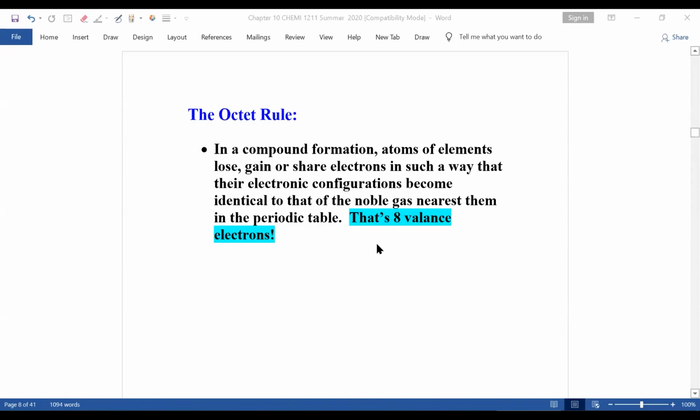And the octet rule is in compound formation, when you're making molecules, atoms of elements lose, gain, or share electrons in such a way that their electron configuration becomes identical to that of the noble gas nearest to them in the periodic table. Oh, look, I got fancy with colors. And that means they want 8 valence electrons. This I'll never ask you on a test, but it's very important.